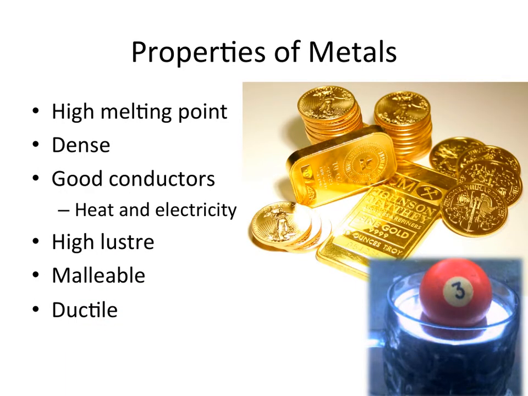Some properties of metals: they have high melting points, they are dense, so that density comes from a huge amount of protons and neutrons within that little nucleus. They are good conductors of both heat and electricity. They're very lustrous, which means they're very shiny, and this has to do with how electrons hit the metal. And they're malleable and ductile.